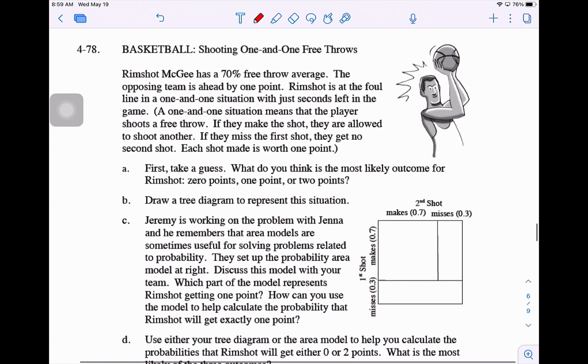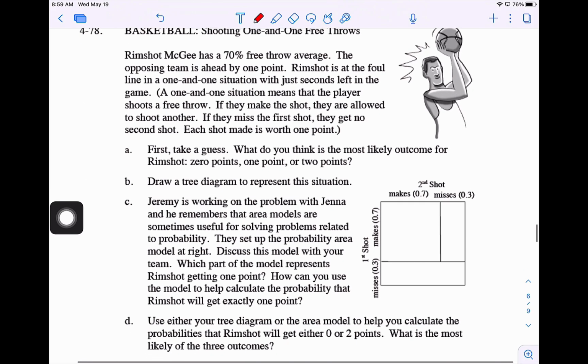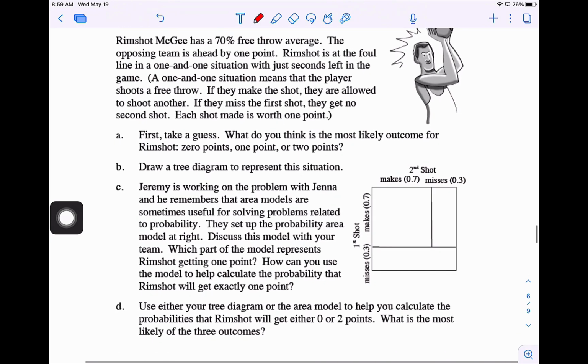Let's take a look at this basketball shooting problem. Alright, so shooting 1-and-1 free throws. A basketball player, Rimshot McGee, has a 70% free throw average. The opposing team is ahead by 1 point. Rimshot is at the foul line in a one-and-one situation, and just seconds left in the game.